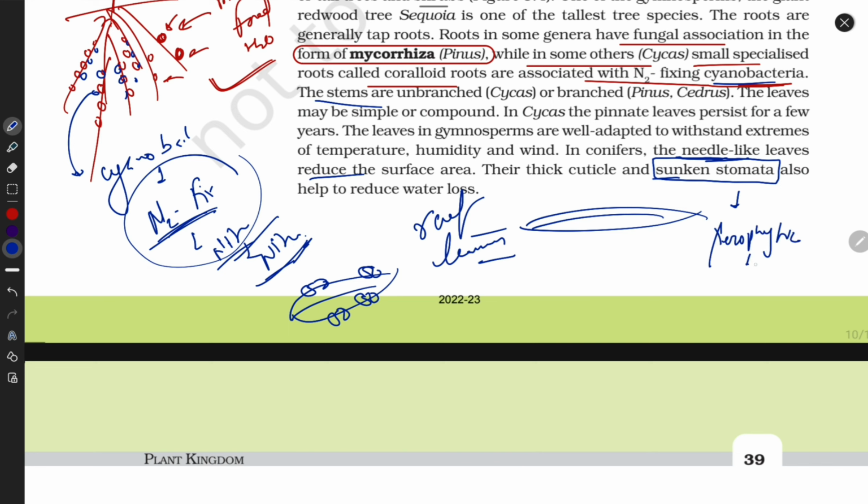They are found in xerophytic areas, meaning desert areas, where plants can't afford water loss. So their stomata are embedded inside the leaf. Embedded inside the leaf, they reduce loss of water. Sunken stomata, what do they do? They reduce loss of water.